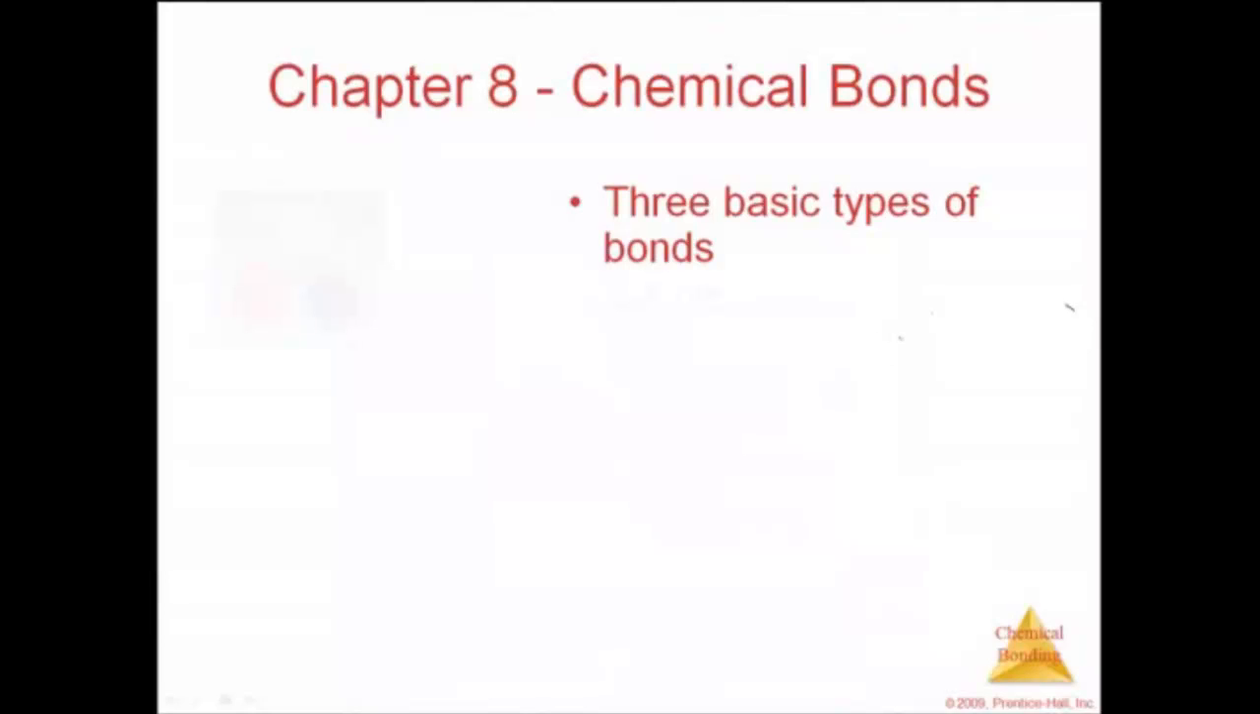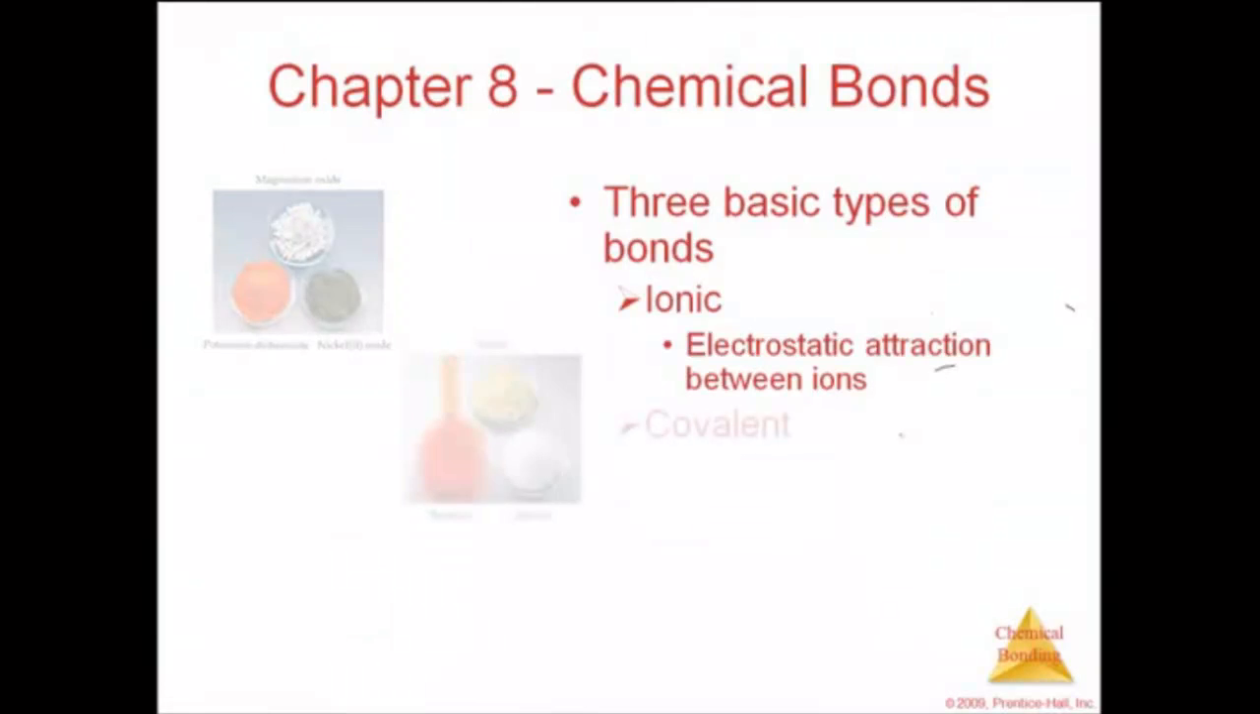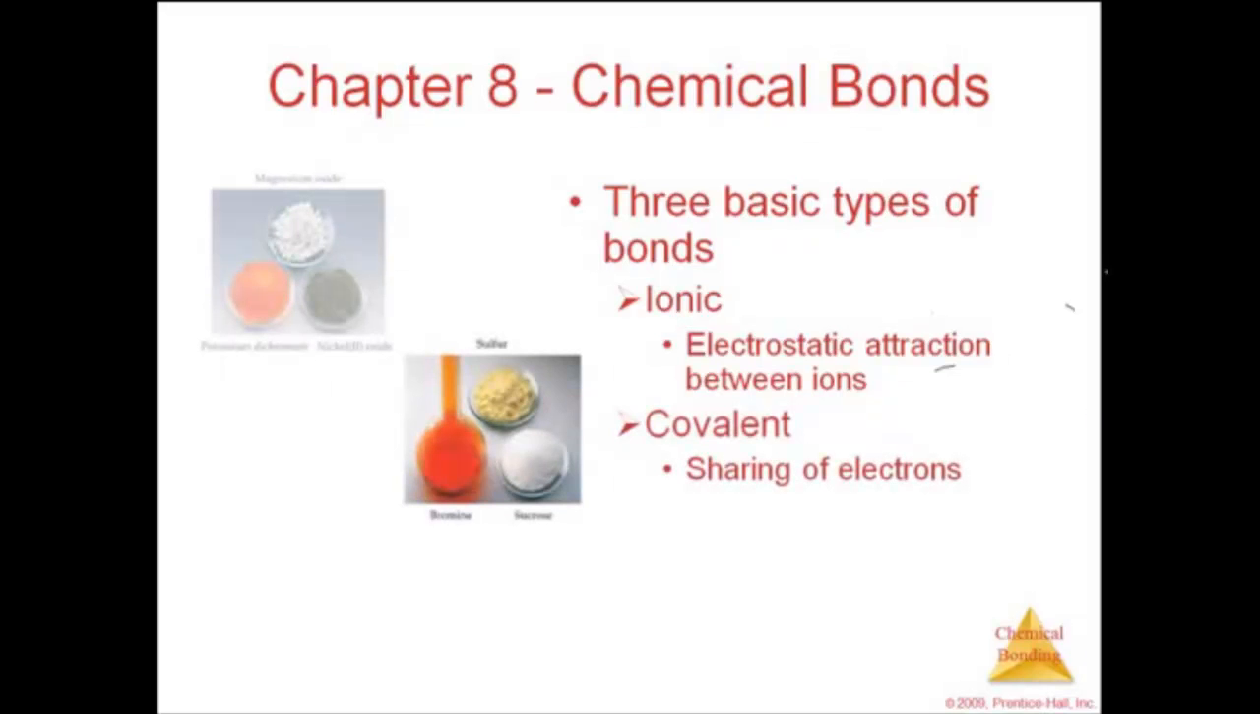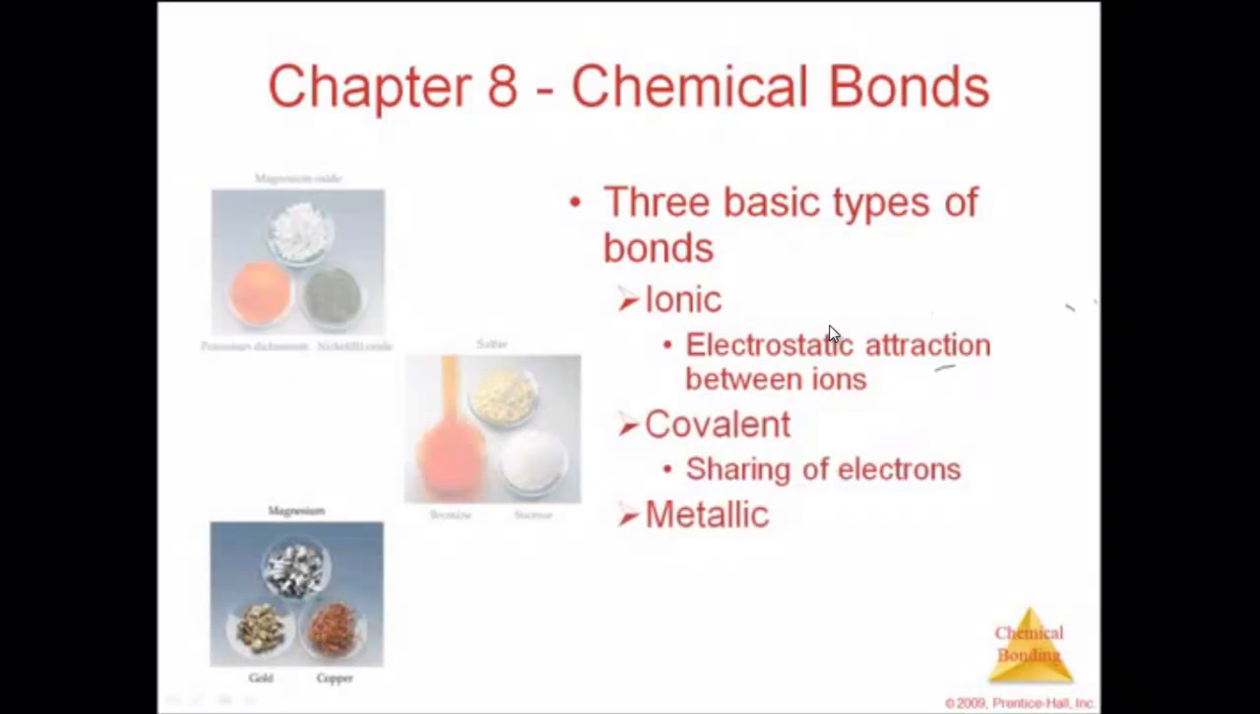There's ionic bonding, which is simply electrostatic attractions between ions. There's covalent bonding, where sharing of electrons is involved in a molecule. And there's also metallic bonding that happens in a metal.